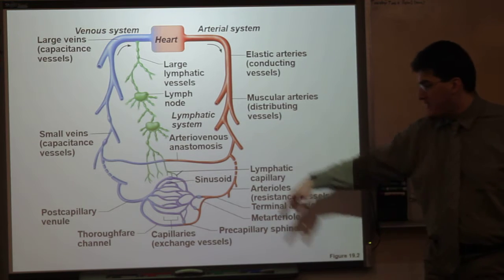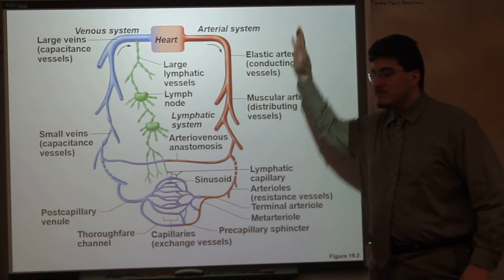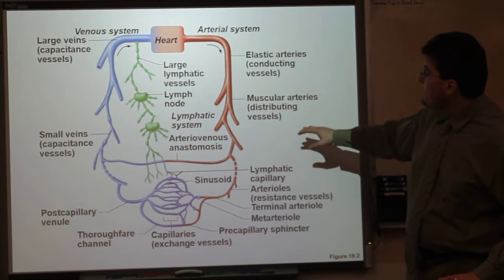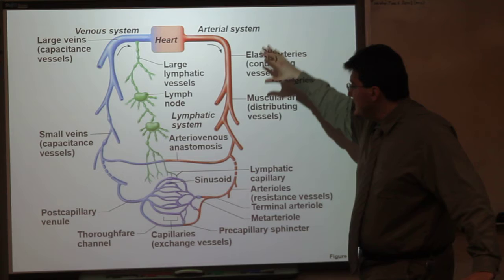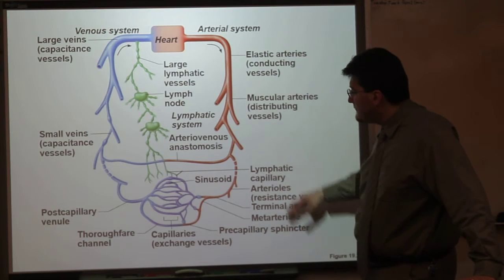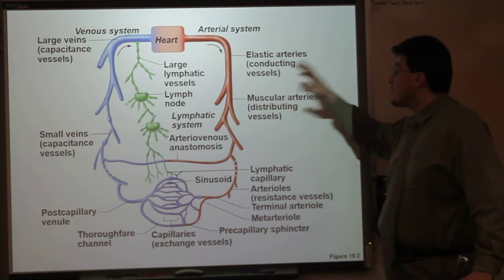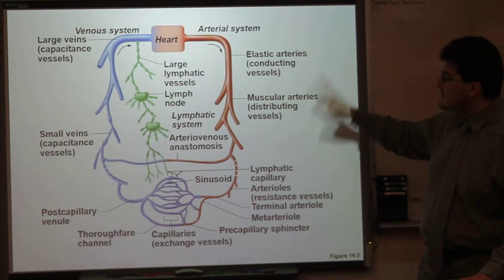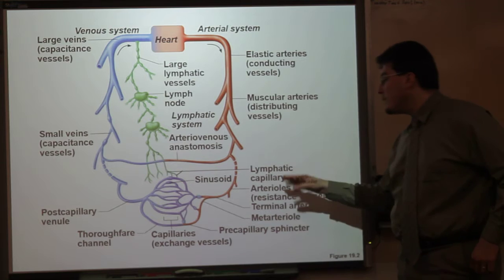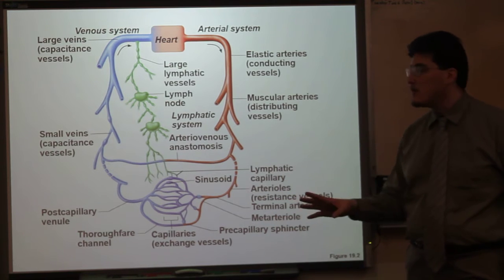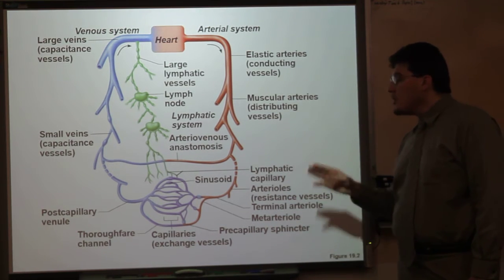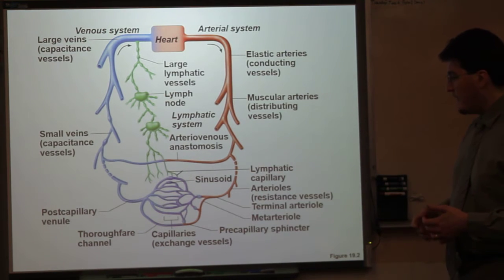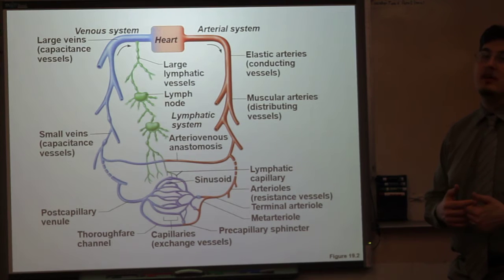Now, this break right here is just showing distance. It's just a way of showing distance. Now, from this show of distance, we're just going to break down and get smaller and smaller and smaller until we reach our resistance vessels, our arterioles. Our terminal arterioles are the last arterioles that we're going to reach before we reach the capillary bed.